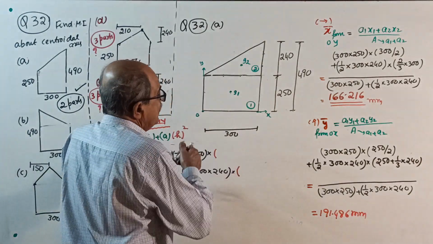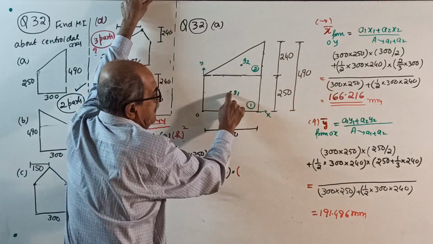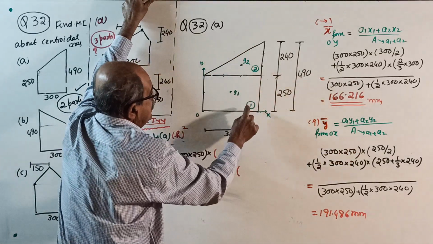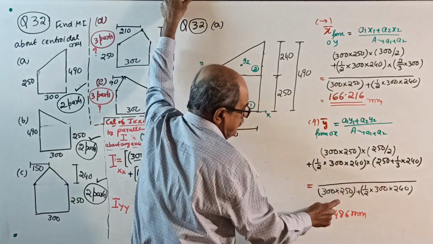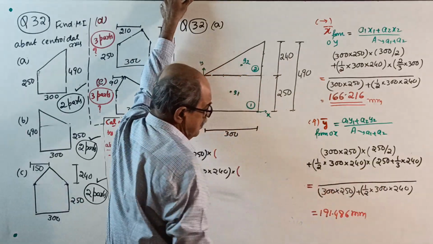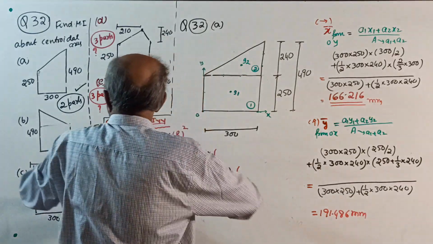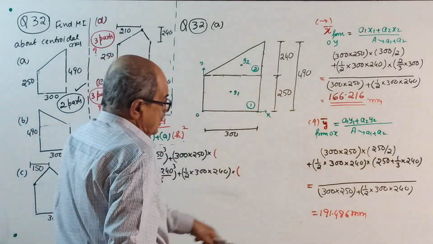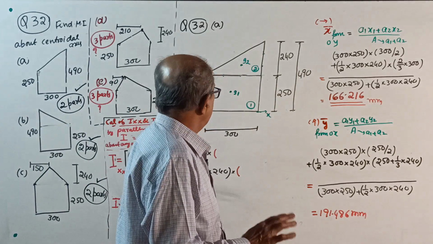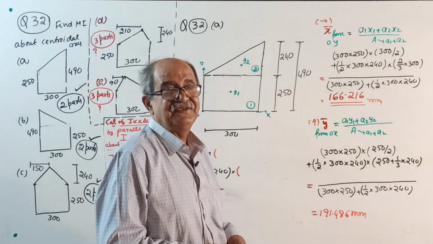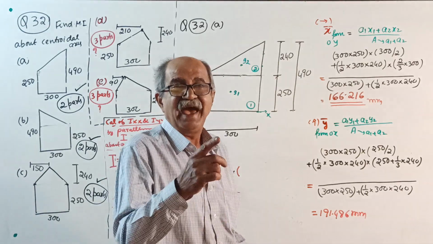Same now, Y bar from here. A1, Y1 is 250 by 2. You can see there, Y2 is 250 plus 1 by 3 of 240, divided by A1 plus A2. Y bar will come 191.486. Actually, for all the 5 questions your Y bar will remain the same. You don't bother. So Ixx will also remain the same. That's why in this first question I will calculate Ixx.